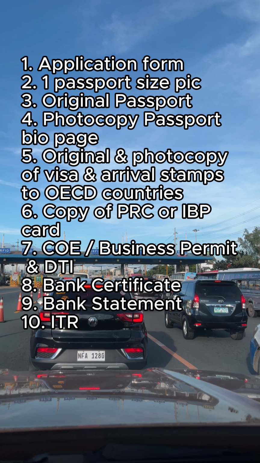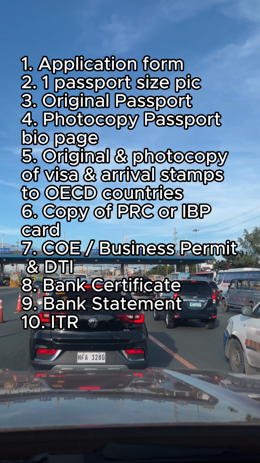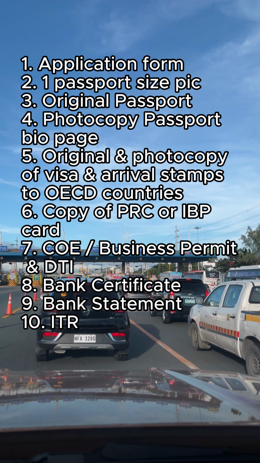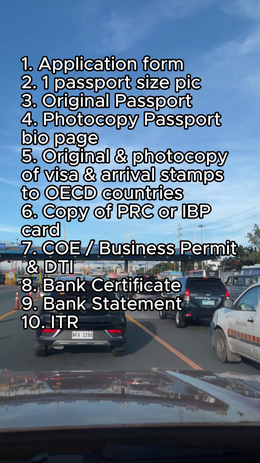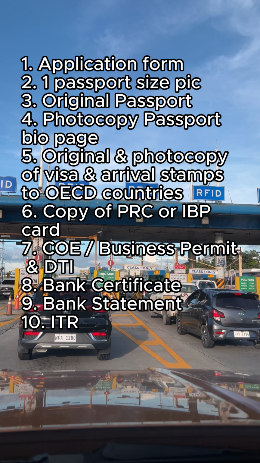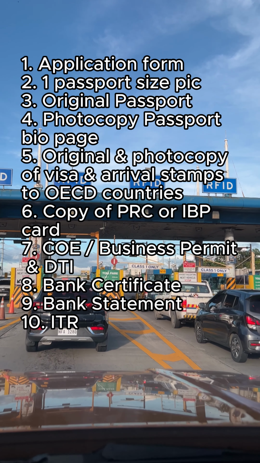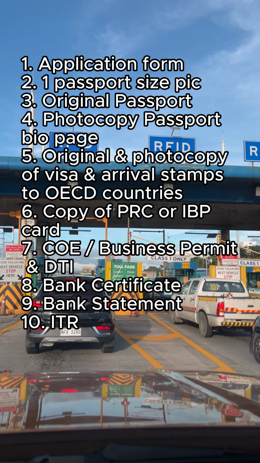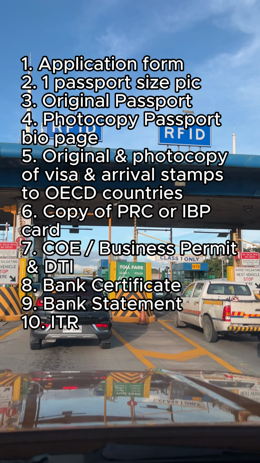Number 5 is the original and photocopy of visa and arrival stamps to OECD countries. Guys, you can Google na lang for the complete list of the OECD countries, but that includes USA, Japan, and other European countries. Number 6 is a copy of ERC or IBP card if applicable.